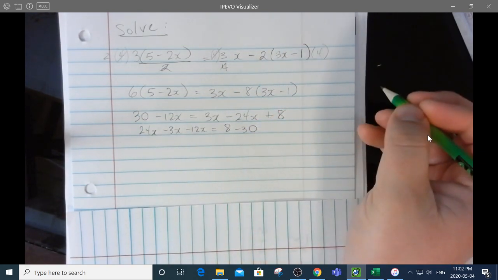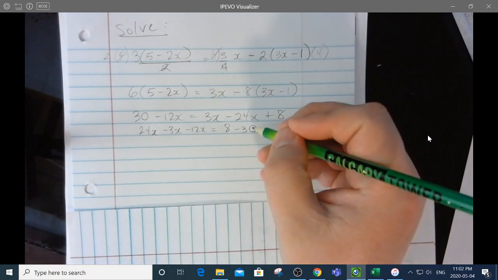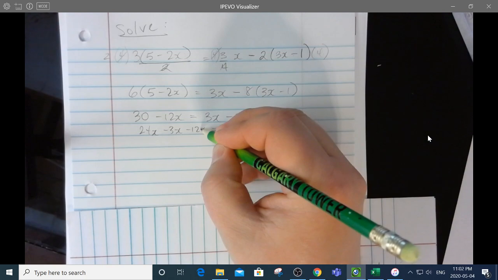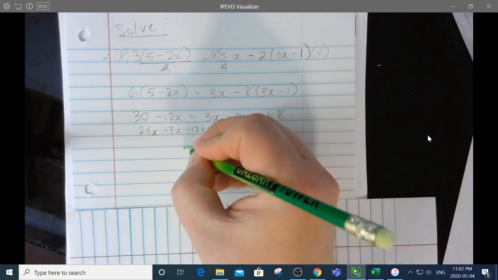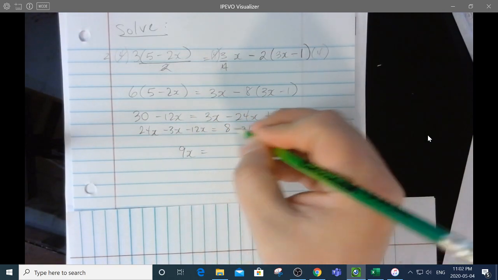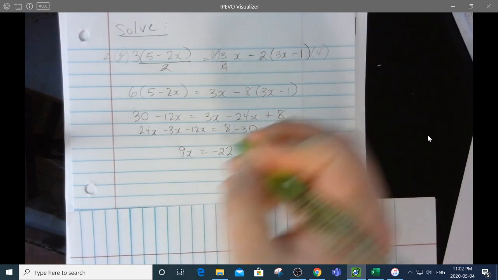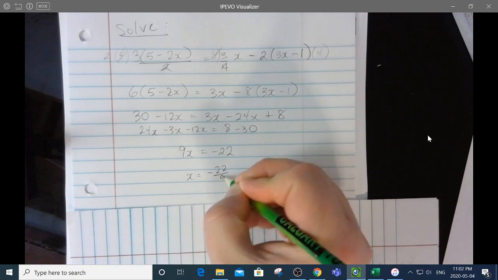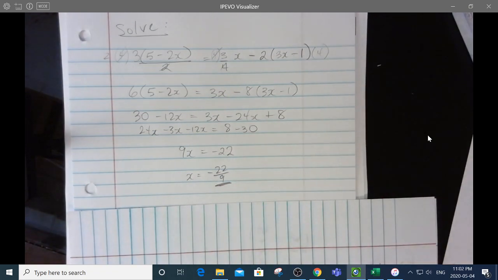And there we go. Mission accomplished again. All the x's on one side, all the constants on the other. 24 minus 12 is 12. 12 minus 3 is 9. And 8 minus 30 is negative 22. So last step, and no, I don't want decimals. I'm sure your grade 9 teacher told you we much prefer fractions in questions like this. So negative 22/9 is my fractional final answer.